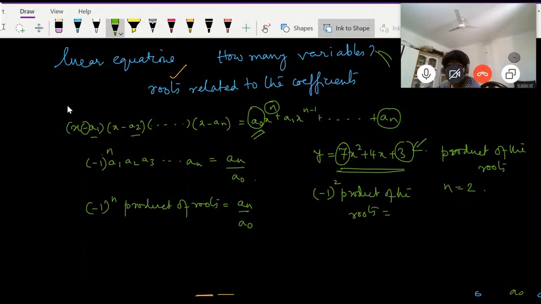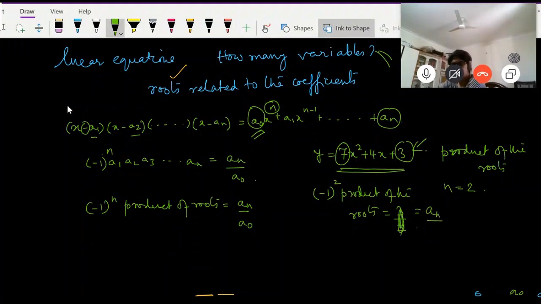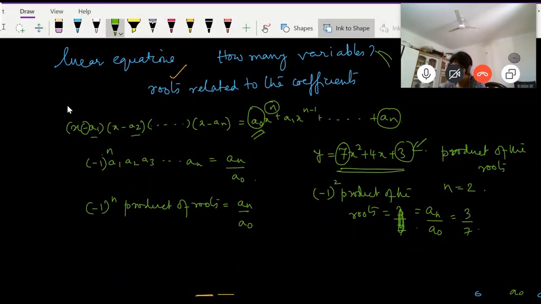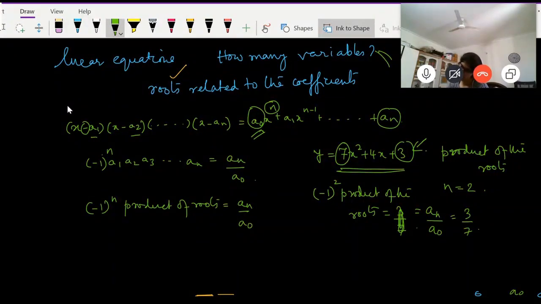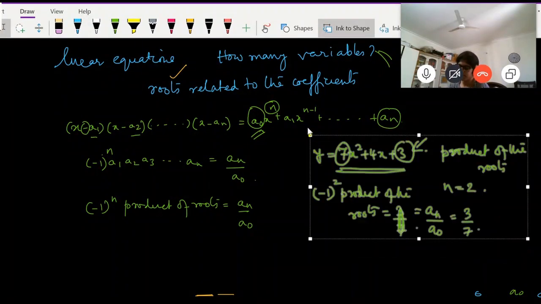So minus 1 square into product of the roots is equal to 3 by 7, right? Sorry, 3 is An and 7 is A0. So 3 by 7. This is how it is used in quadratic equations, right? Now, what about cubic equations?